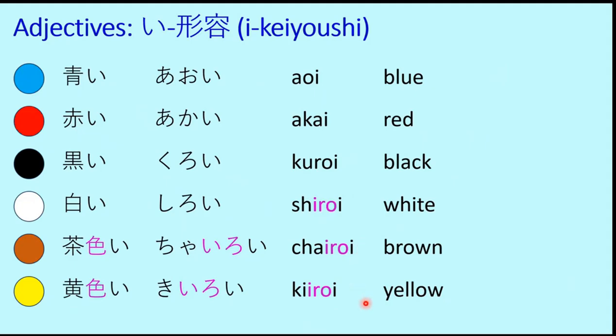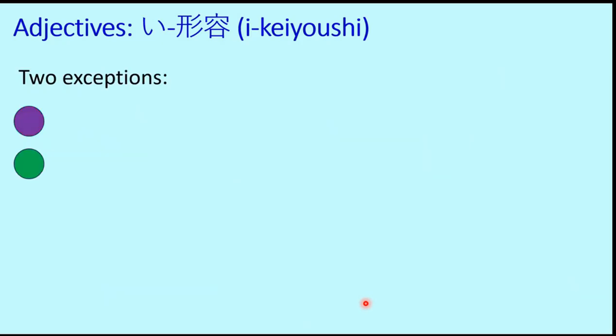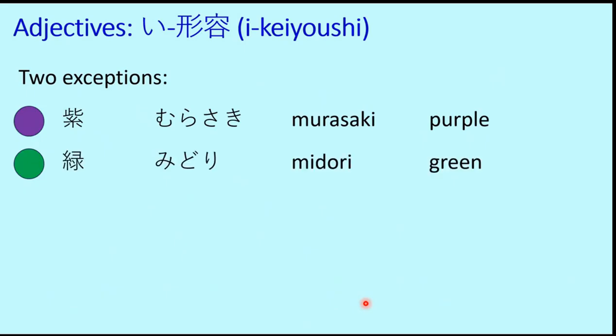So these are the basic colors which will keep appearing in our examples frequently. Then there are two exceptions. So you can recognize these colors. The first one is purple and the second one is green. So purple is called murasaki in Japanese and green is called midori. So as you can see, they are not ending in e sound. They are ending in ki and ri sounds.